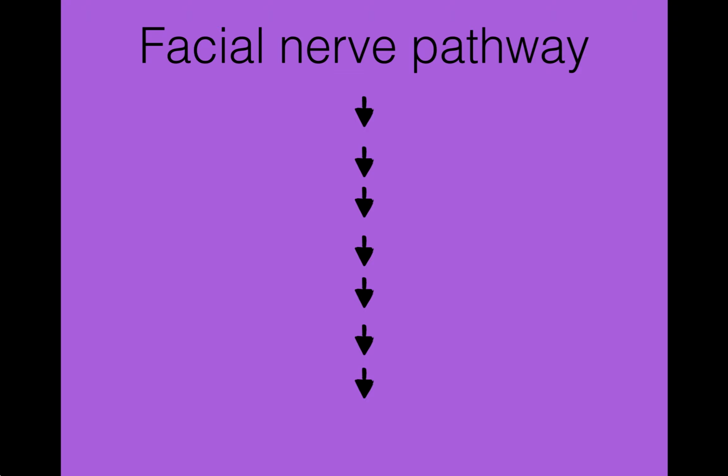So now we will have a look at the facial nerve pathway. So the main facial nerve emerges at the lower border of the pons above the olive, and then the nervus intermedius emerges between the pons and the inferior cerebellar peduncle. And these two nerves together pass laterally in the cerebellopontine angle through the pontine cistern with the eighth nerve, which is the vestibulocochlear nerve.